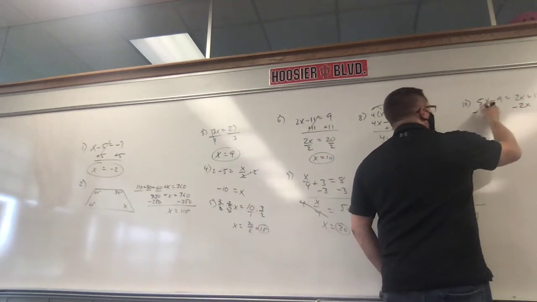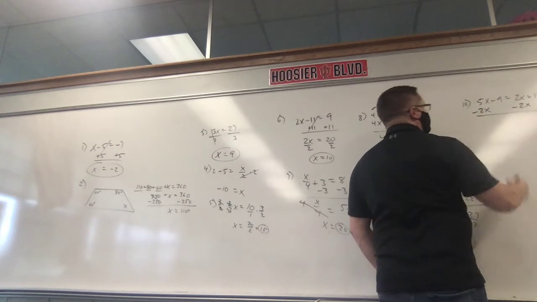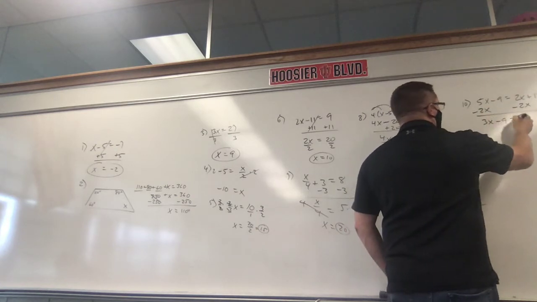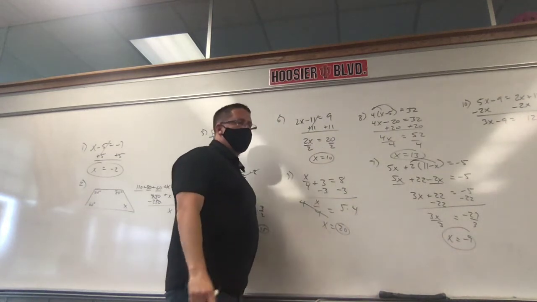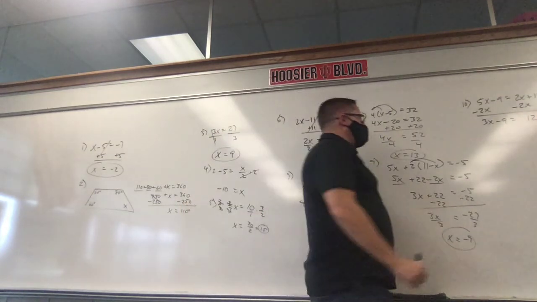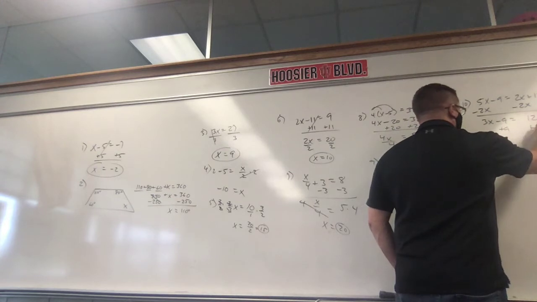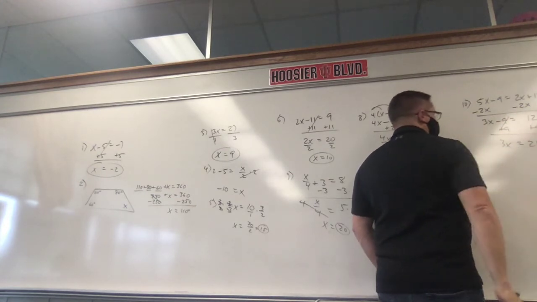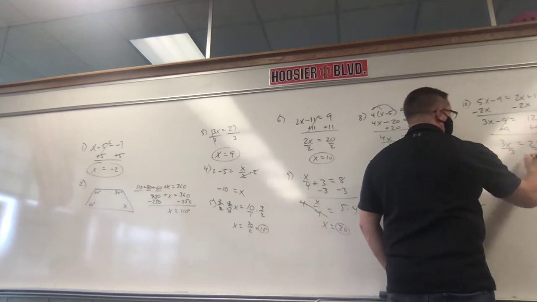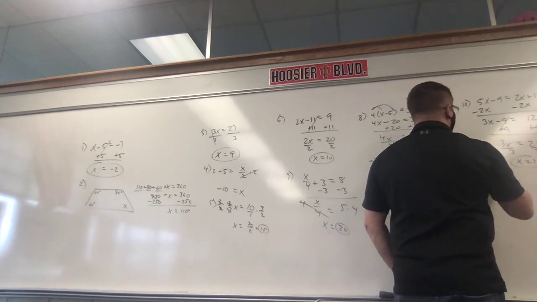2x. 5x minus 2x is 3x. Minus 9 equals 2x and the negative 2x, they cancel. And that's a problem we've done before. We're going to add 9 to each side. To do that, we have 3x equals 12 plus 9, which is 21. Divide by 3, x is 21 divided by 3, which is 7.